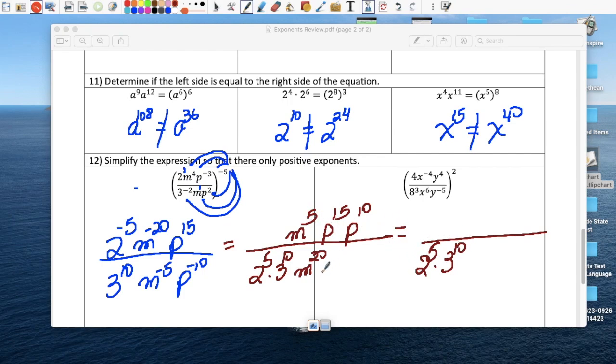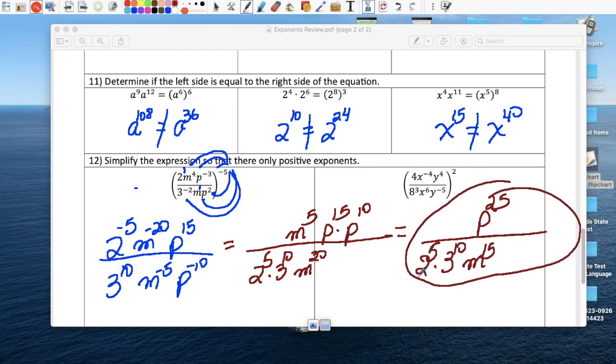M5 and M20. Where are there more M's? Top or bottom? At the bottom. How many more? 15. P's, they're both side by side, which means they'll be multiplied. Keep the base, add the exponents. So that should have been your final answer. And if it's not, it means that they actually changed that to standard notation and multiplied, and you get some really big number.